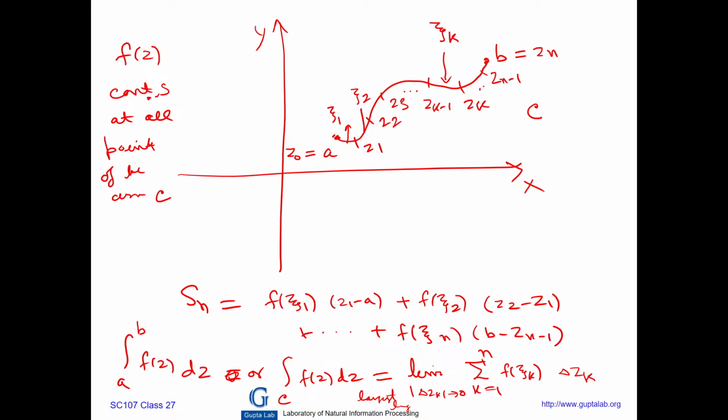Okay. So basically, in the algebraic sense, you just take the definition and define this limit, and that will be the complex line integral, integration along C of f of z dz. Sometimes it may happen that this curve is a simple closed curve. We will see the implications.